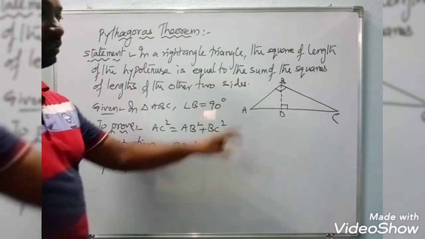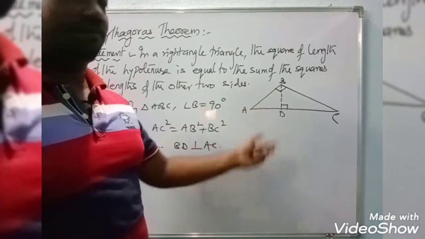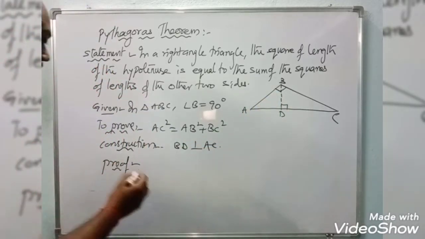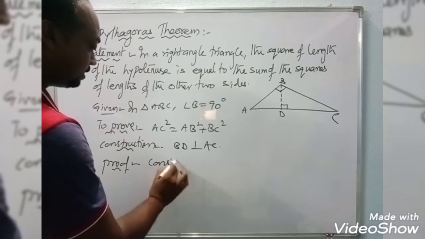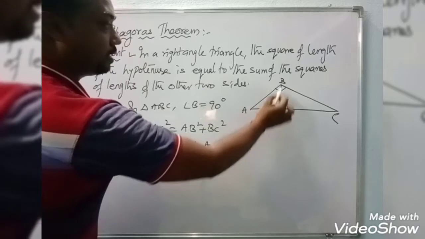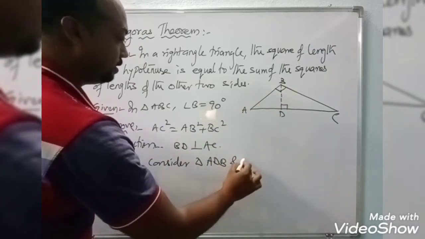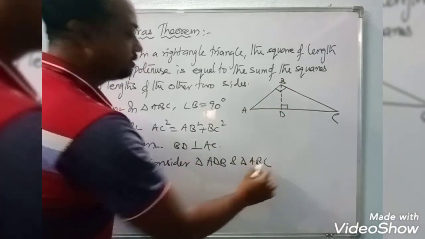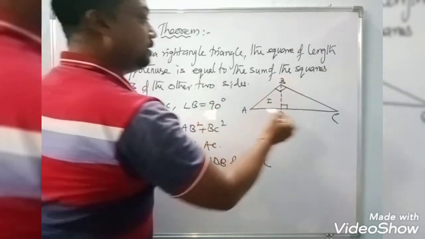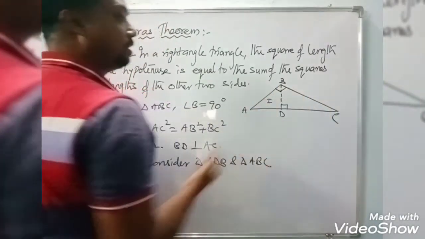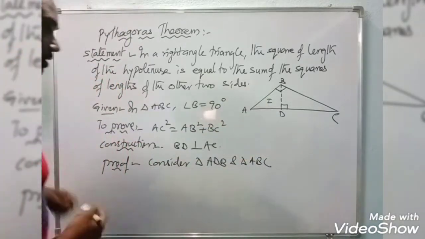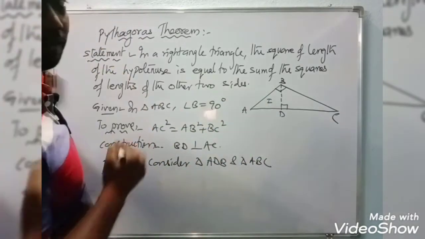We don't know whether these triangles are similar or not. First we have to show the similarity of these two triangles. For that we have to consider triangle ADB, which means I am considering this triangle, and triangle ABC, which means I am taking the smaller part of the triangle along with the bigger triangle. So first you have to show whether these two triangles are similar or not.